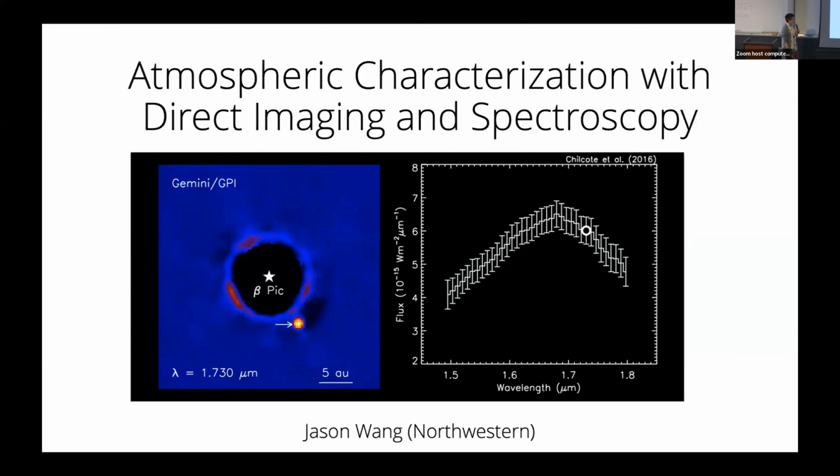All right. Thanks everyone for joining me today. So I'm going to give you a whirlwind tour of how we do direct imaging and how we obtain spectra, and what's the current state of the art in obtaining spectra with direct imaging. All right, so let's get started.